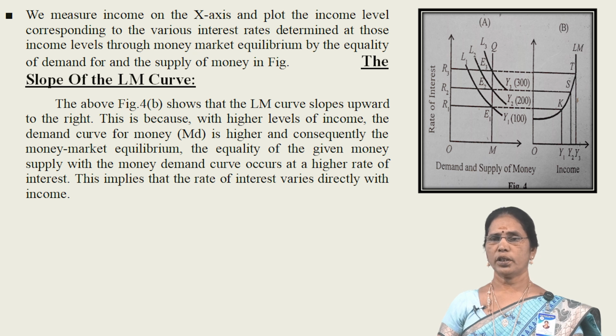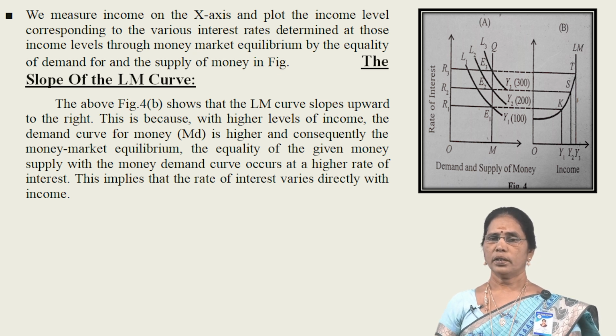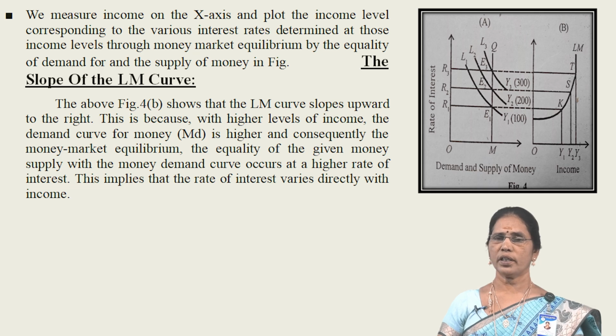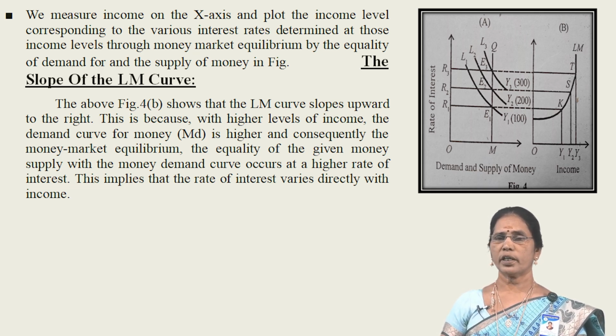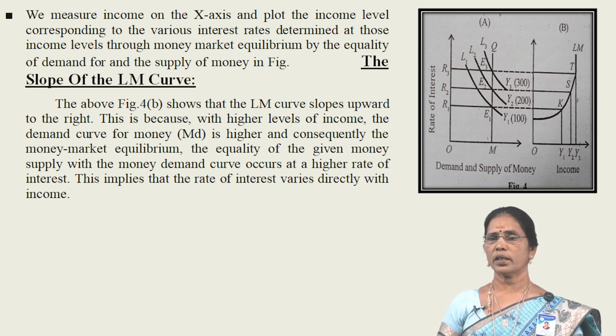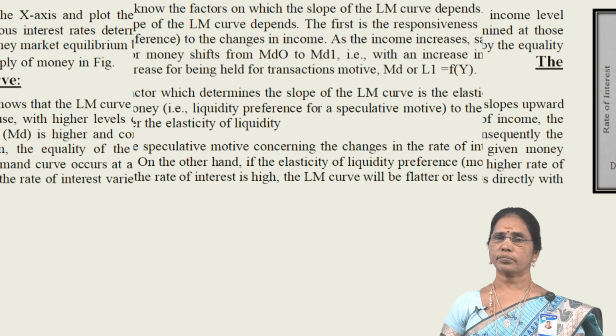Now let us move on to the slope of the LM curve. The above figure shows that the LM curve slopes upward to the right. This is because with the higher level of income, the demand curve for money MD is higher and consequently the money market equilibrium, the equality of the given money supply with the money demand curve, occurs at a higher rate of interest. This implies that the rate of interest varies directly with income.